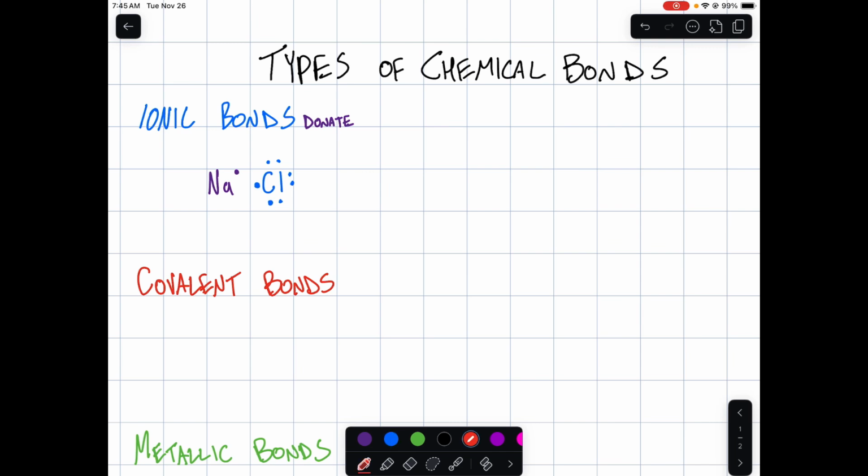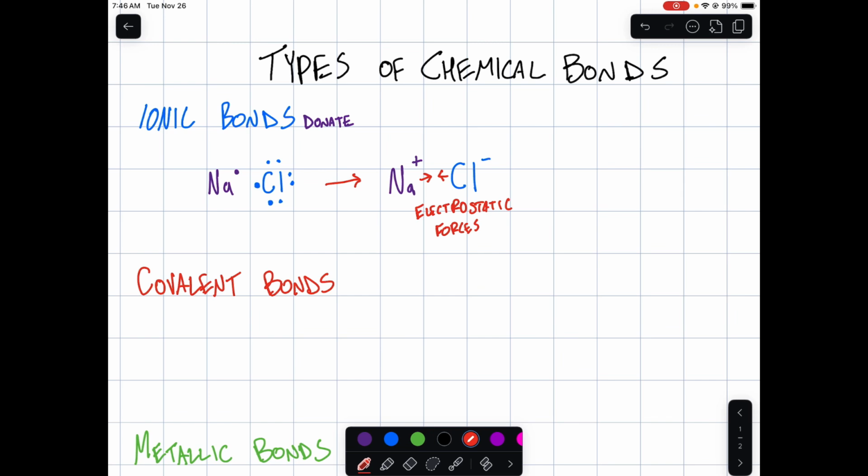So what's going to happen is, through that great difference in electronegativity, chlorine is going to steal an electron from sodium. Now sodium has a positive charge. Chlorine, gaining an electron, has a negative charge. Those two are attracted to each other through electrostatic forces, just meaning opposite charges attract.